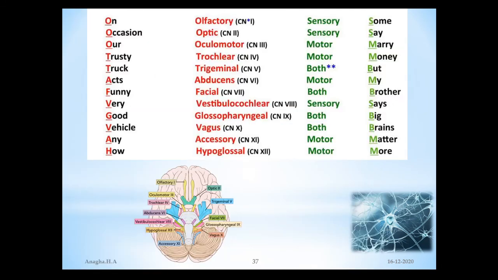So there is a simple mnemonic. You might have also studied this already. Some say marry money, but my brother says big brains matter more. So this is a simple mnemonic, where S comes, it is sensory. Where M comes, it is motor. And where B comes, it is both.